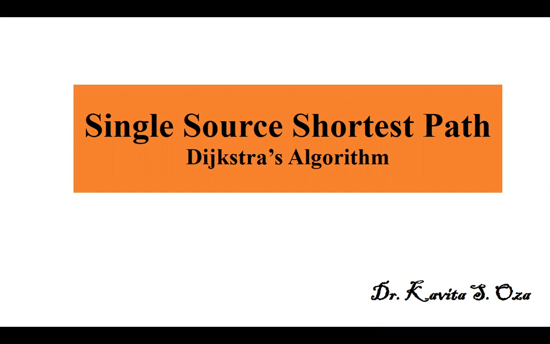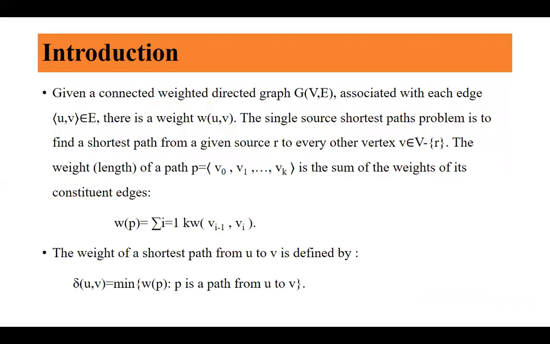So today we'll look at single source shortest path. We'll be looking at Dijkstra's algorithm. So what is the single source shortest path? The shortest path problem is about finding a path between two vertices in a graph such that the total sum of the edge weights is minimum. That is why we say shortest path. And Dijkstra's algorithm is one of the most famous algorithms used for finding the shortest path from a single source to all the other vertices in the graph.